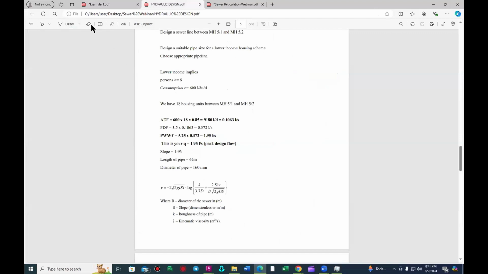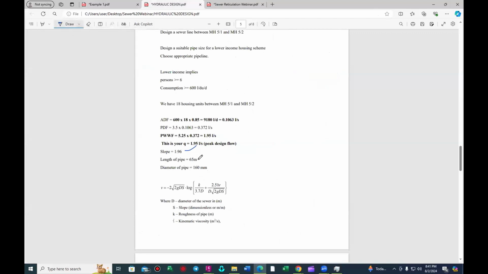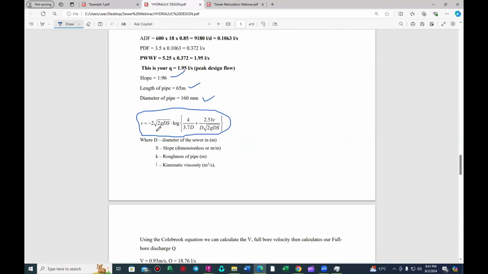So now I have my slope, I have my length, I have my diameter. What else do I need? Nothing else. I can now plug all those values into my Colebrook equation. Let me expand this for you guys to see. I know g, I have D, I have the slope.